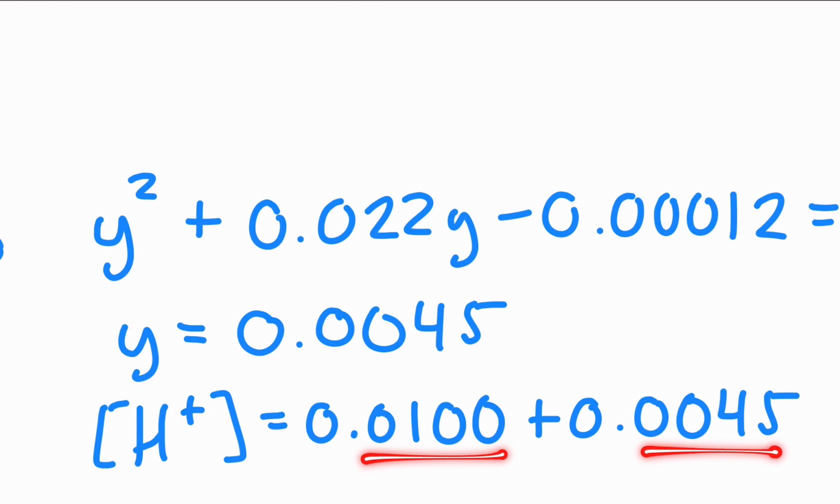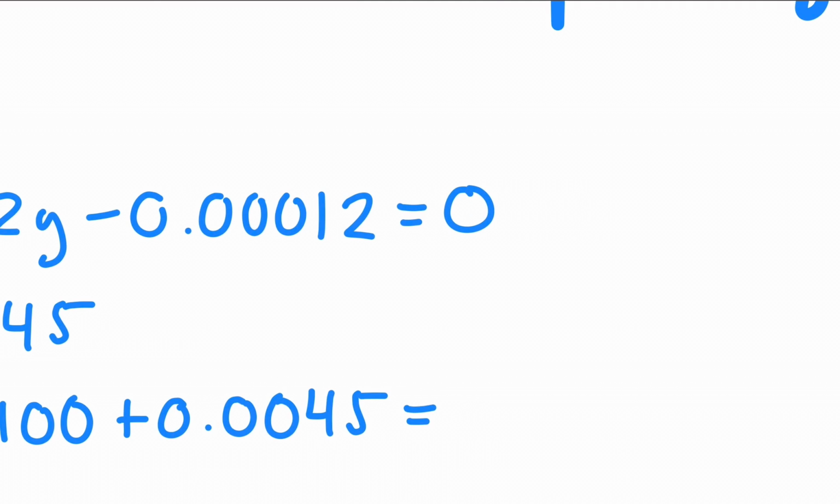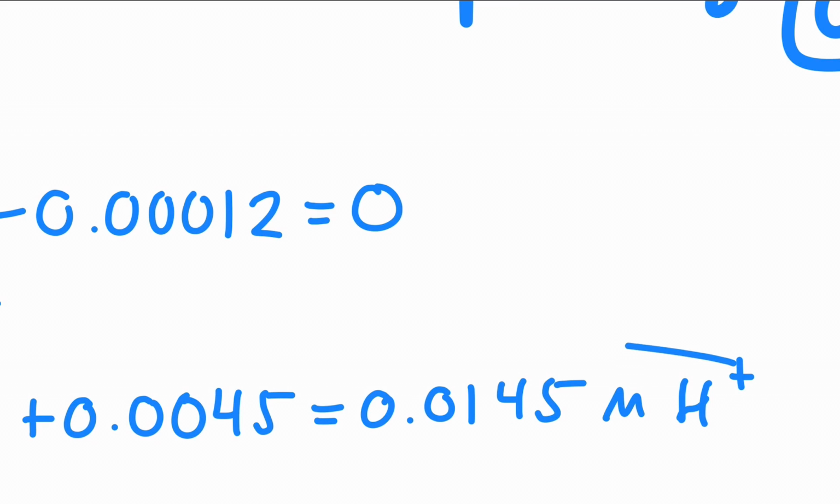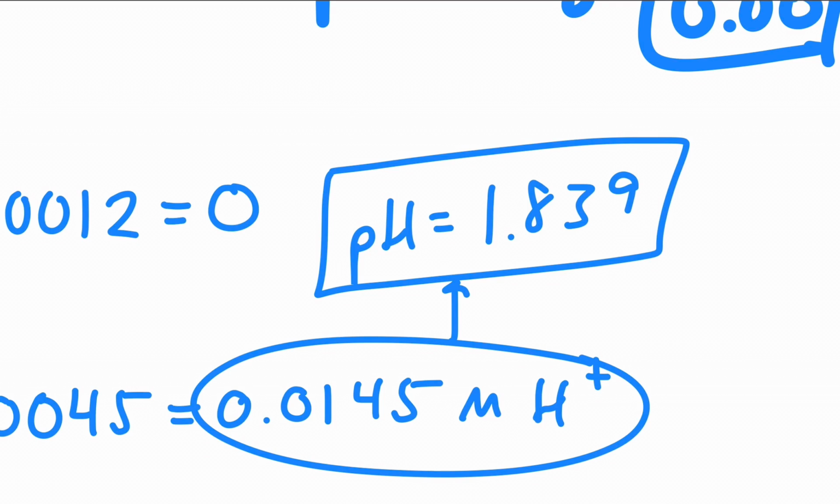4 sig figs, I get an answer to 4 decimal places. 0.0145 molar H plus. And we can turn that into a pH. The pH, I'm not even going to write it, you just take the negative log of that, you get 1.839. Remember your rules for sig figs with pH. The number of significant figures in molarity is how many decimal places are in the pH. So 3 sig figs in the molarity become 3 decimal places in the pH.